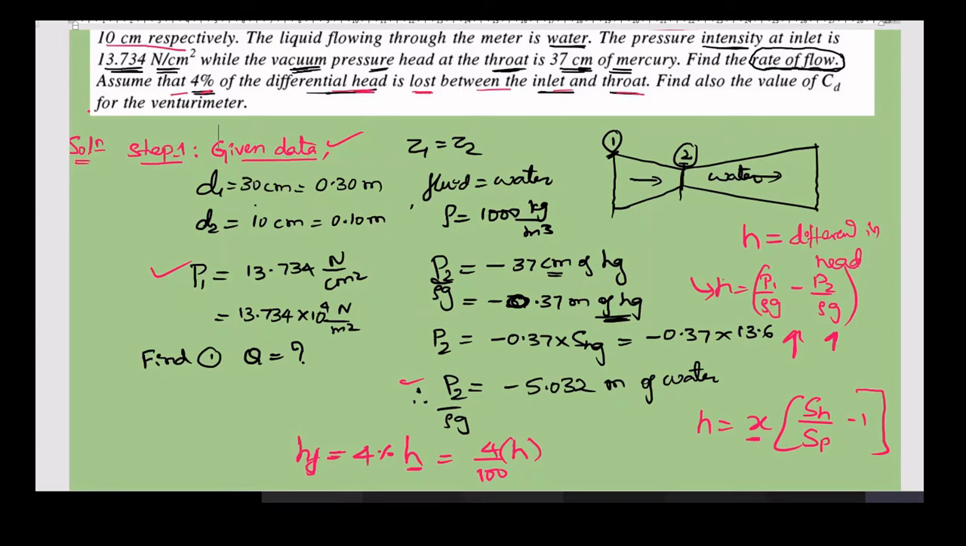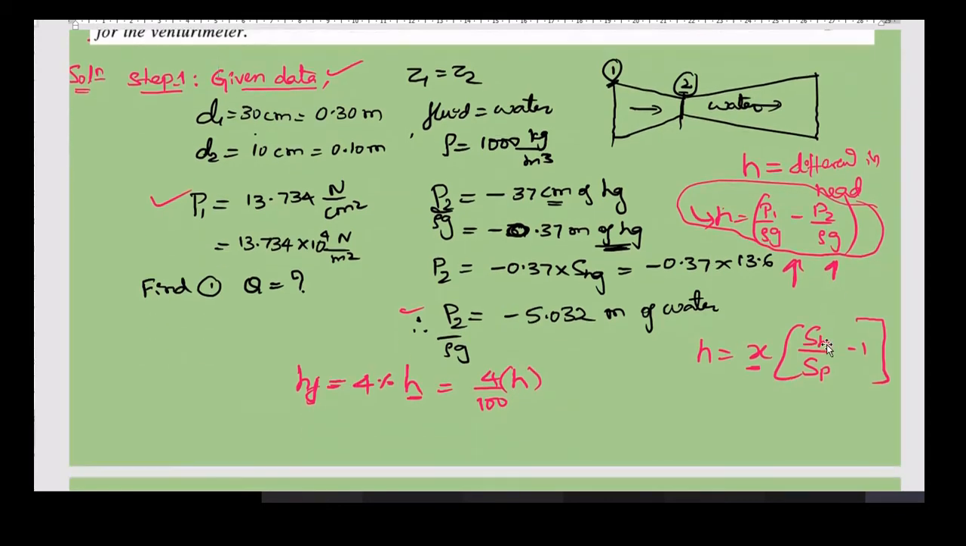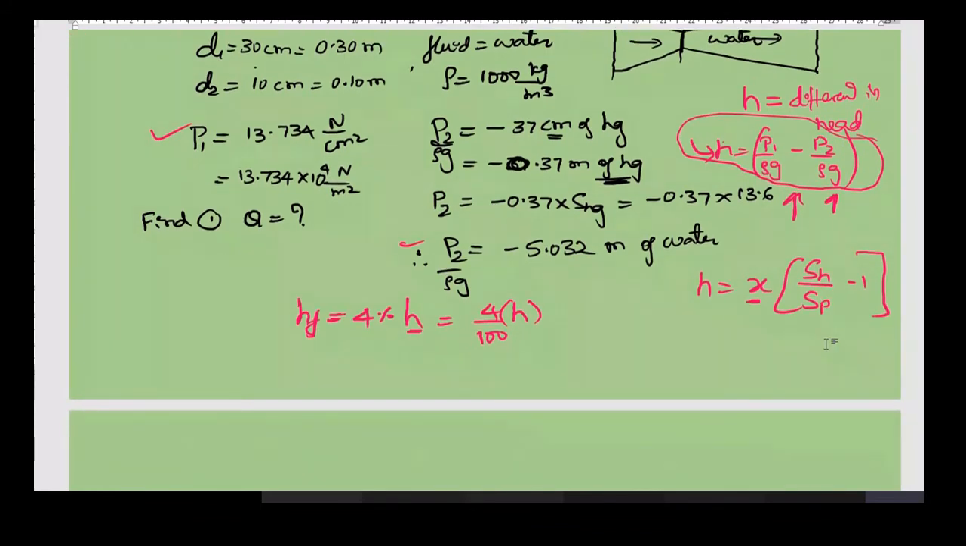So for that reason, I will go for the first formula. It is written on the screen. The next line, what he has asked, find also the value of CD, that is coefficient of discharge we need to find out. So in the previous numericals we have solved, he gave the value of CD as 0.98, 0.97, 0.99.